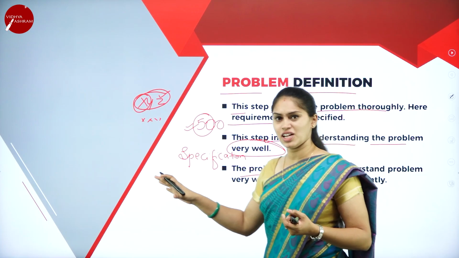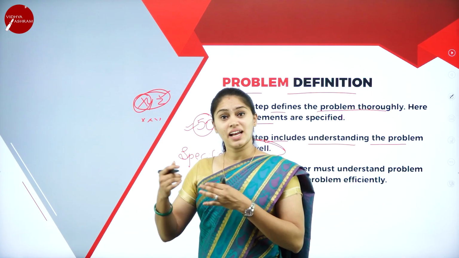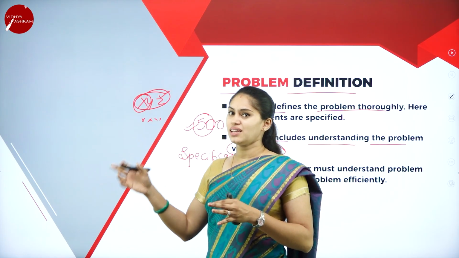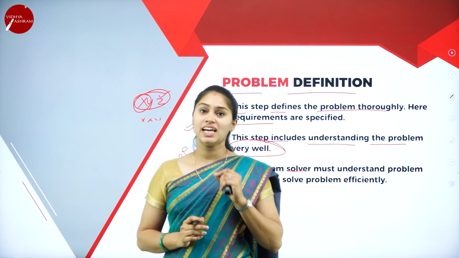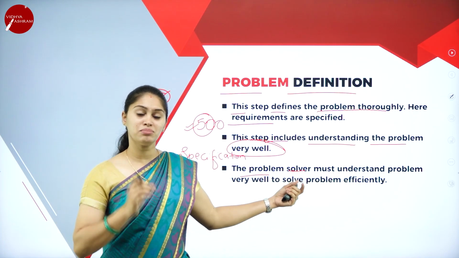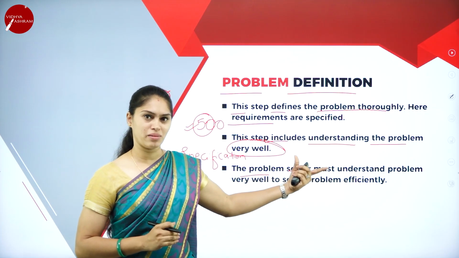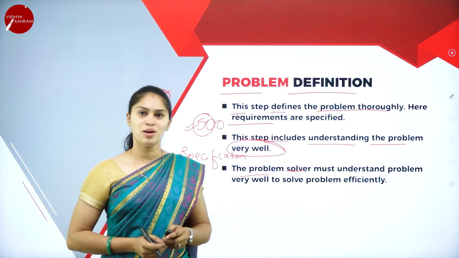In the definition, I have to specify the problem thoroughly. Here I am not specifying what happens if the person's name is not there; that will be another matter. The problem definition must be very clear. The problem solver must be very clear about what the problem is. So this stage is going to define or specify the problem.